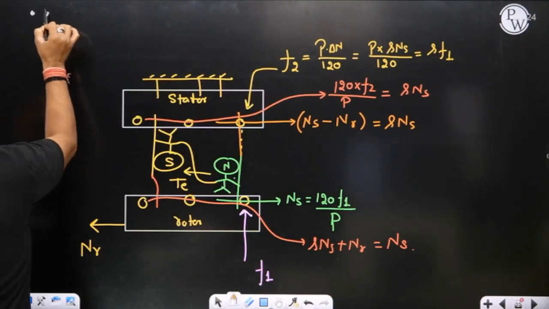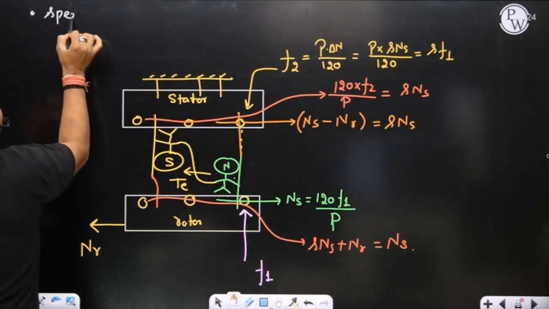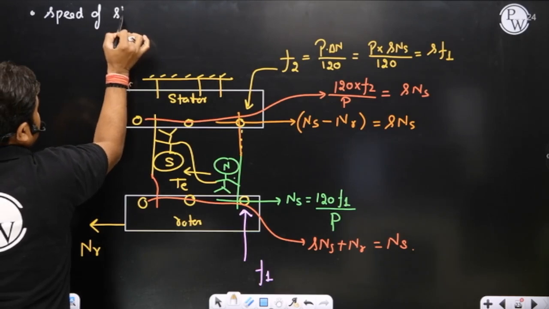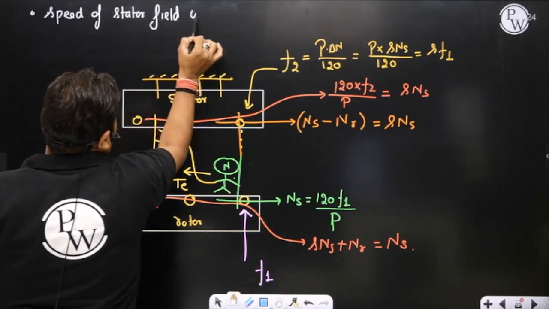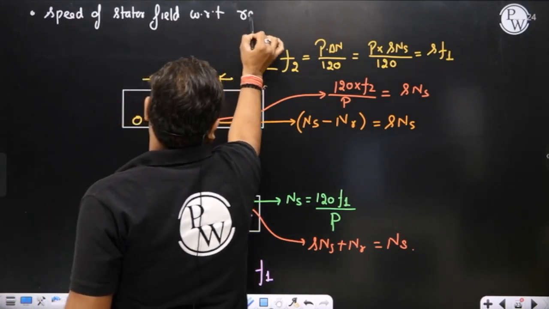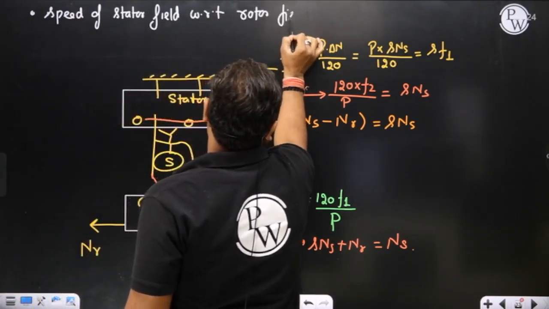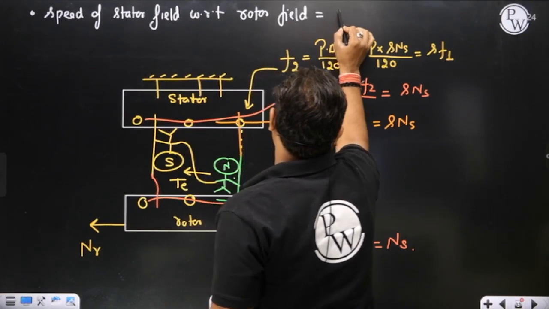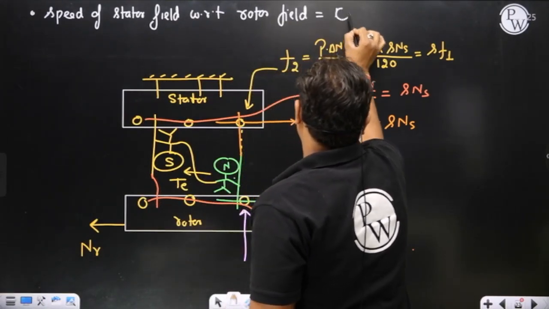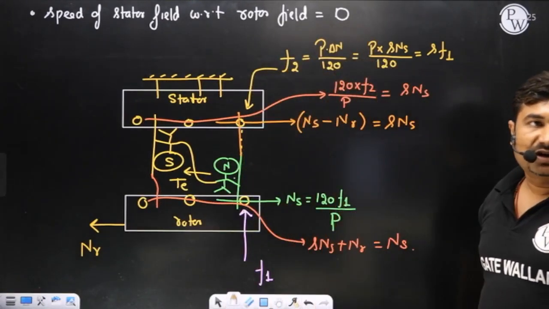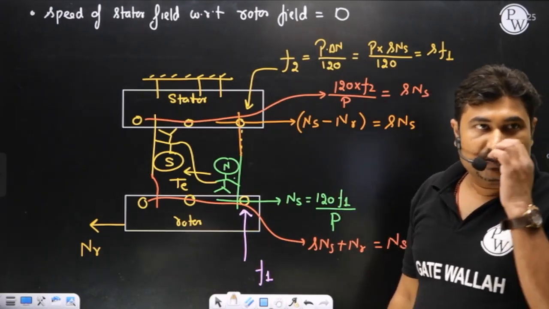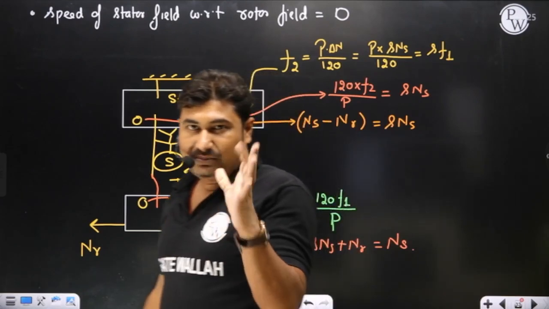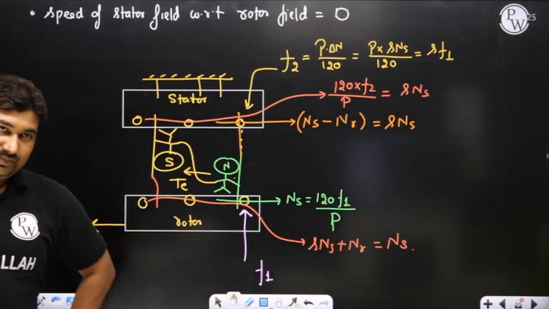Sir, speed of stator field with respect to rotor field. Speed of stator field with respect to rotor field is 0, sir. You can either observe onto the stator body, you can either observe onto the rotor body, you can either observe in the air gap. Are you able to understand? Please tell me.